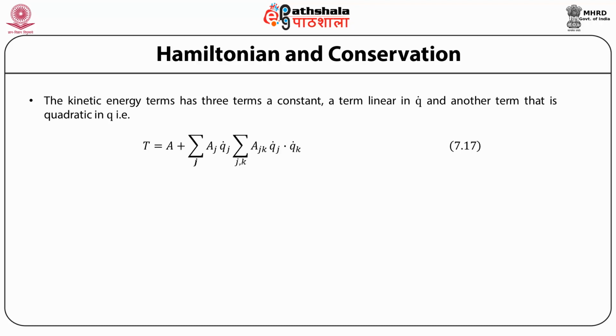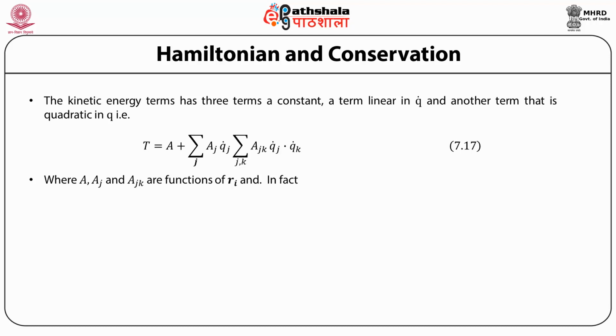So the kinetic energy term T in terms of generalized velocities can be written as a term A, which is a constant term, does not depend on the generalized velocity, plus sigma over j a_j q_j dot, plus a term which is quadratic, sigma over jk a_jk q_j dot q_k dot, where these quantities a_j and a_jk are functions of only the Cartesian coordinates r_i.